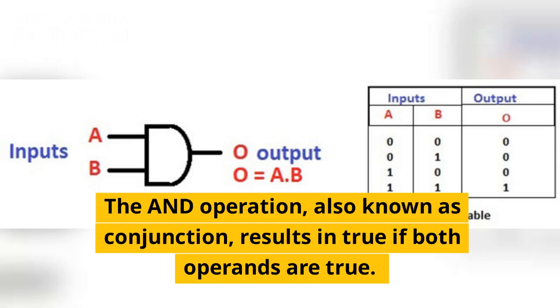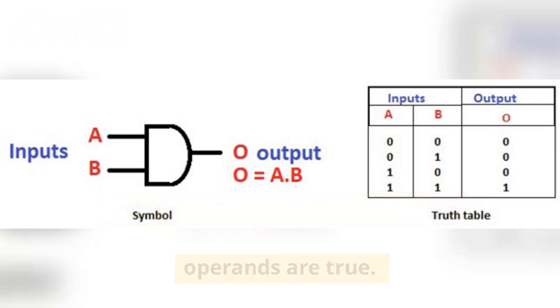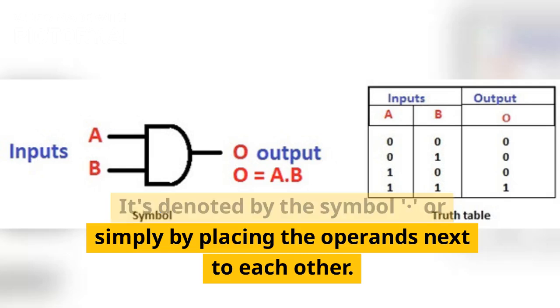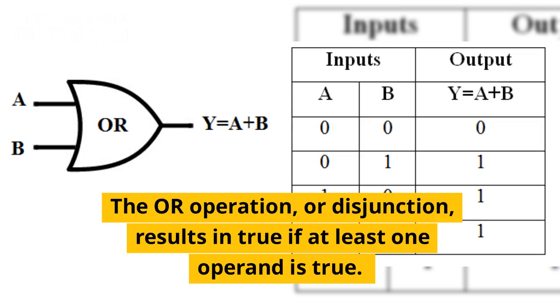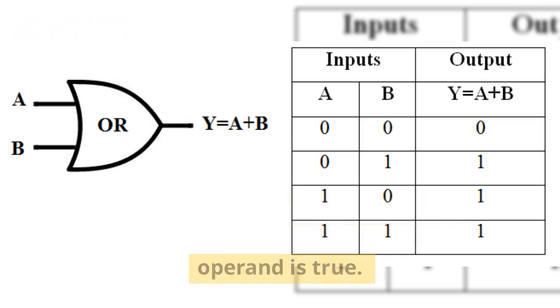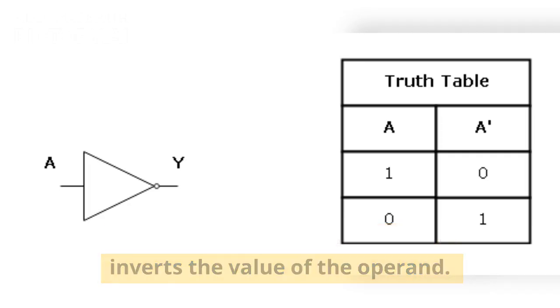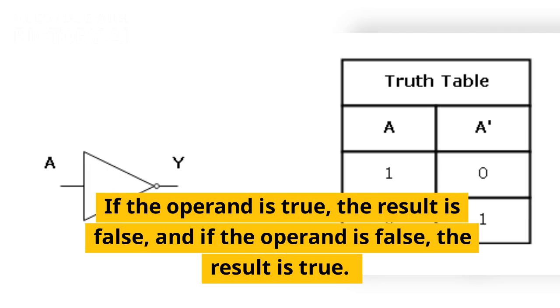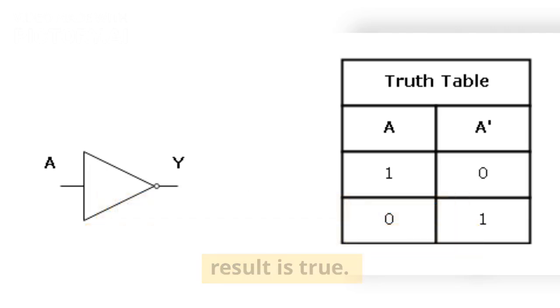The AND operation, also known as conjunction, results in true if both operands are true. It's denoted by the symbol, or simply by placing the operands next to each other. The OR operation, or disjunction, results in true if at least one operand is true. It's denoted by the symbol plus. The NOT operation, or negation, inverts the value of the operand. If the operand is true, the result is false, and if the operand is false, the result is true.